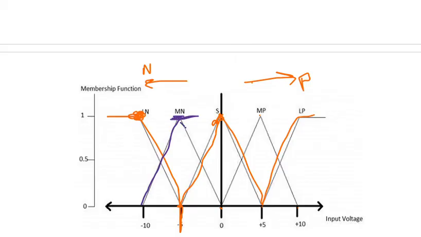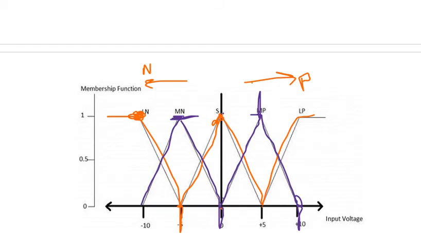It starts decreasing to the zero position, and after reaching the zero position again it starts increasing. So again it starts increasing to the medium positive level, and again it starts decreasing. Okay, and it reaches the zero position. So see the color difference.